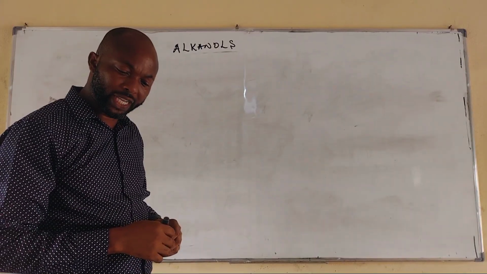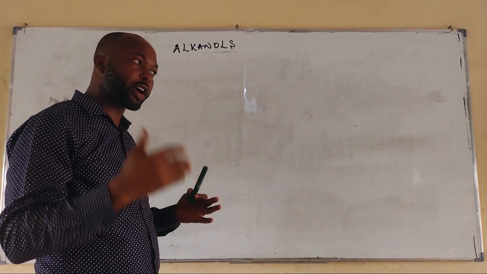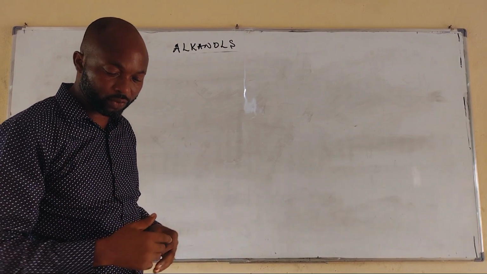Which of the following is the secondary alcohol? A secondary alcohol is the alcohol where the carbon carrying the OH group is attached to two other carbon atoms. So let's start.